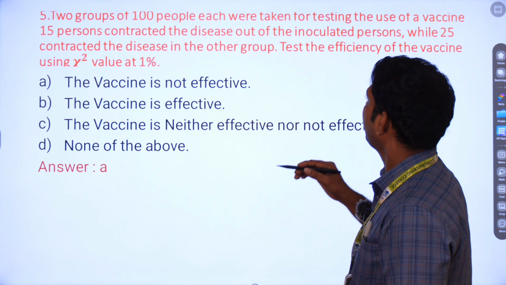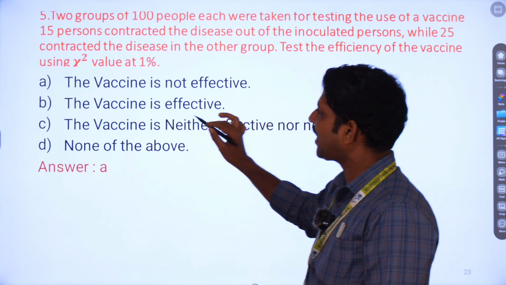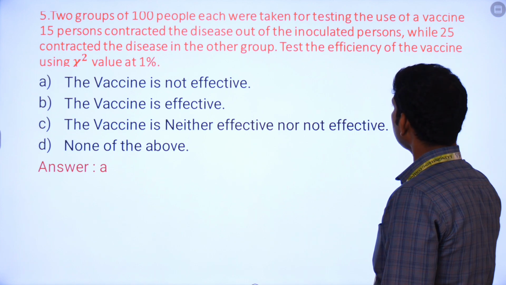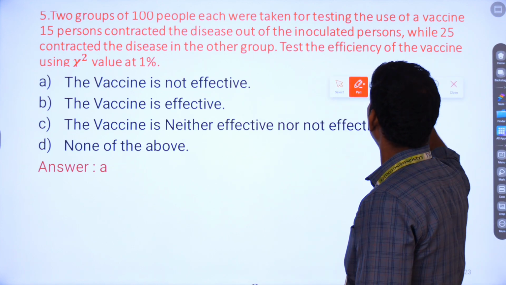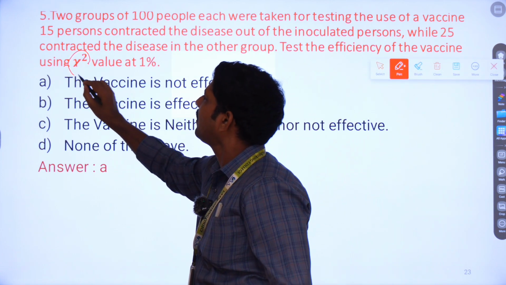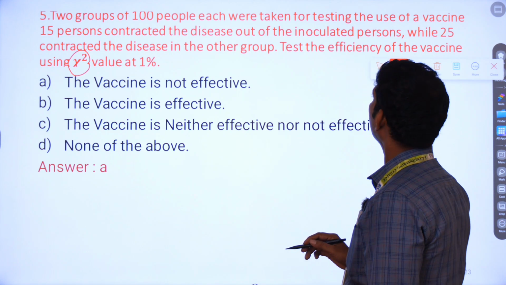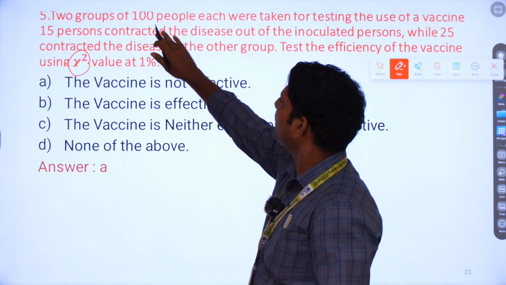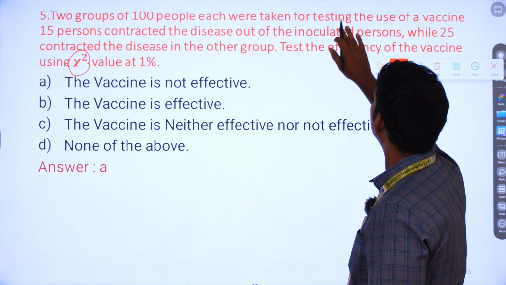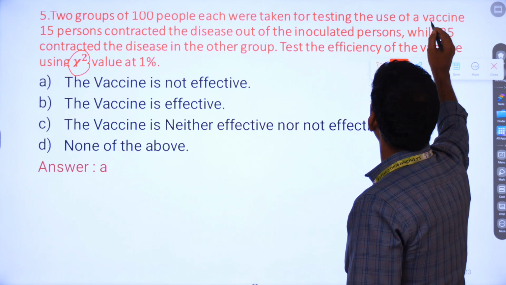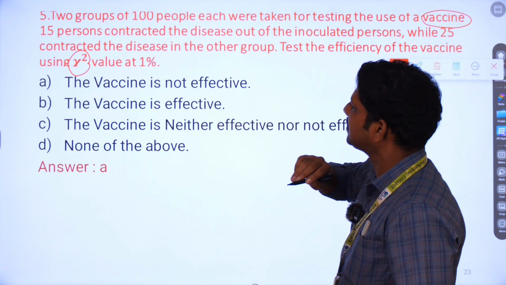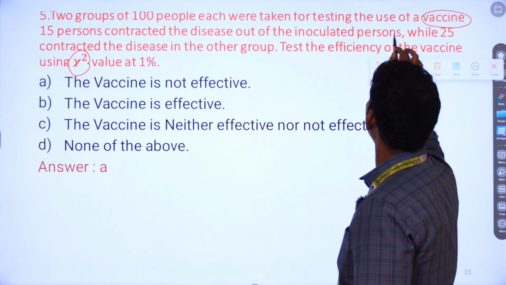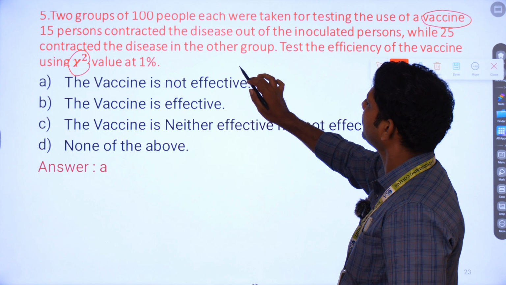Now, how do we find the chi-square? One way is that the chi-square is given directly, and another way is that we find it from the attributes. The attributes are the two cases given. Two groups of 100 people each were taken for testing the use of the vaccine. In one case, 15 contracted the disease out of the inoculated persons, while 25 contracted the disease in the other group.